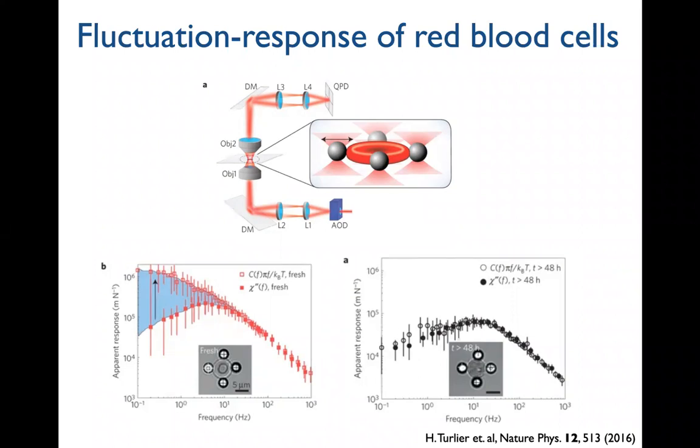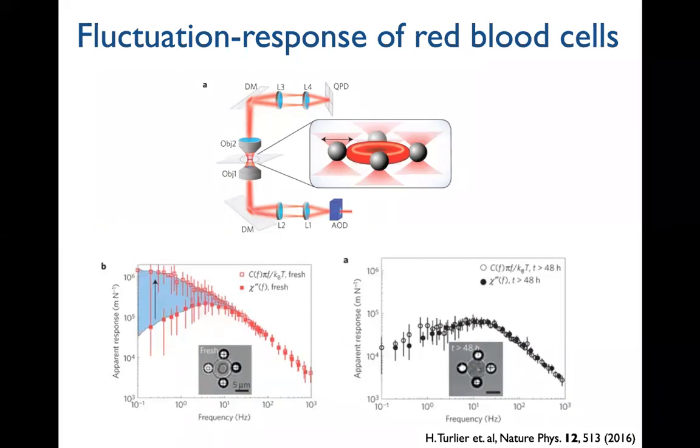So this, then, in a sense, is not responsive. Okay, it responds because there is a response, but it's the same as the response to a fluctuation. When these two curves coincide, it means the response to a force is the same as the response to a fluctuation. And this happens after 2 days. And here we classify the red blood cell as dead. You see, you can use thermodynamics to even quantify life. So how alive is a cell in its life cycle?